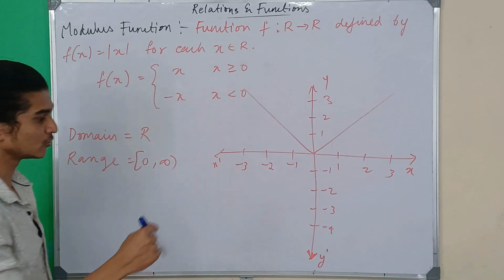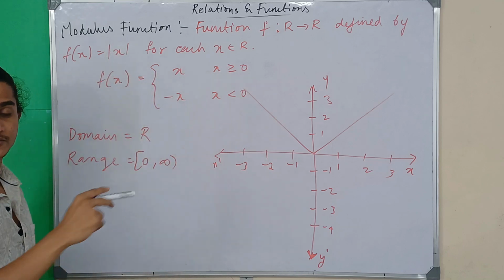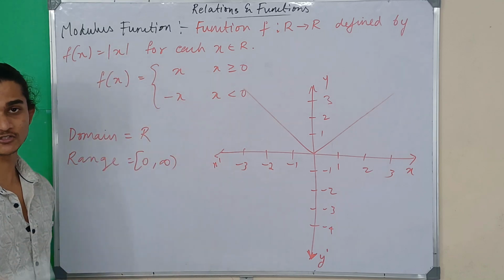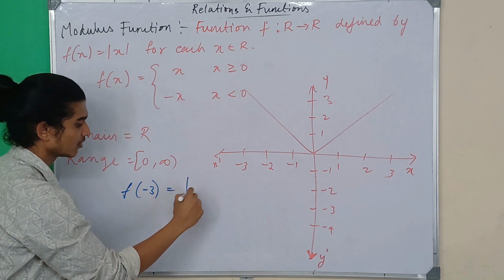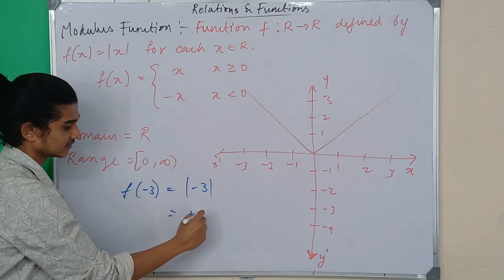So the graph is going to look something like this. Whatever positive number you put, you're going to get your positive number back. And if it is a negative number, it's going to convert that into a positive number. For example, suppose you have f of minus 3. If you put mod of minus 3, according to the rule, you just have to convert this into positive and write it like this.